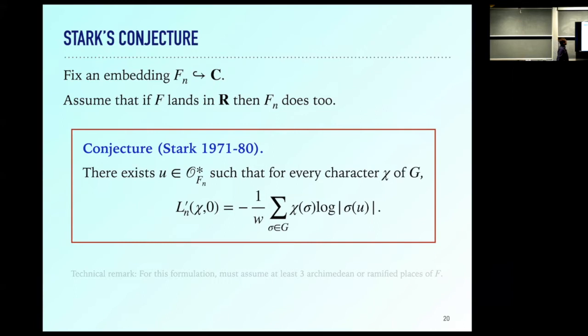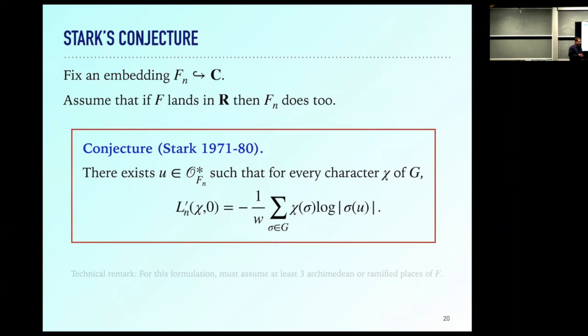So this is Stark's conjecture, which is that there exists a unit in the upstairs field, Fn, a special unit in the field that we don't know how to generate, that we really wish we knew how to generate, such that for every character of your group, the leading term at S equals 0, so the derivative, I mean, it's not necessarily the leading term, but I'll just say the derivative at S equals 0 of L of chi, 0 is -1 over W, again, this number of roots of unity appearing in the denominator, times basically the log of a unit, except you have to involve the character chi somehow.